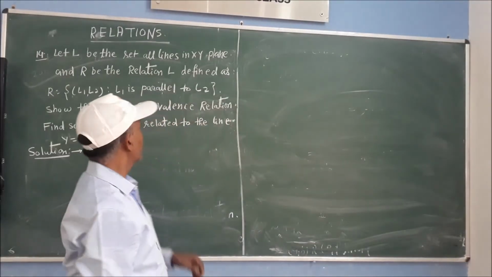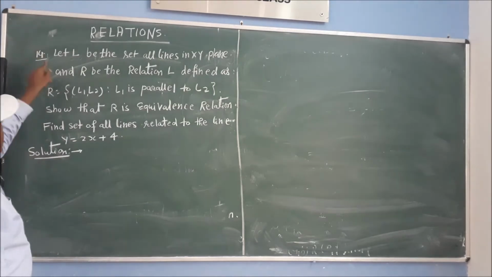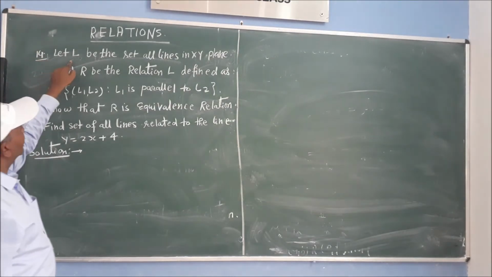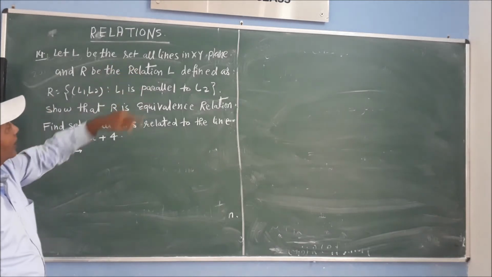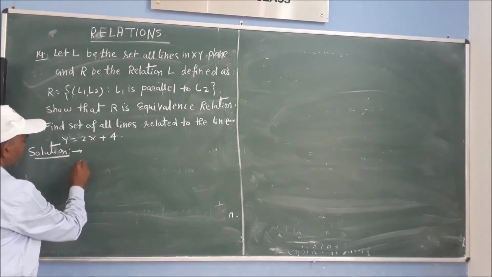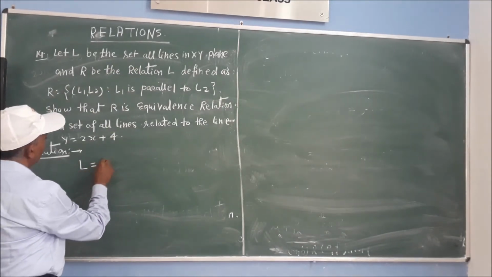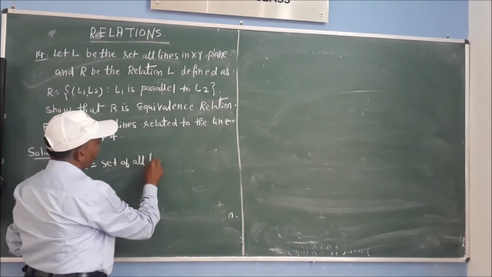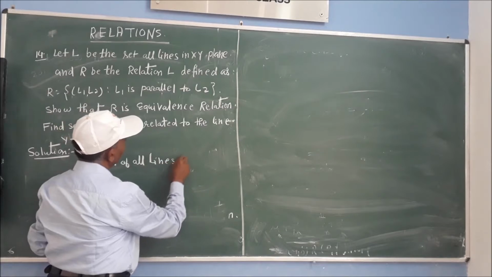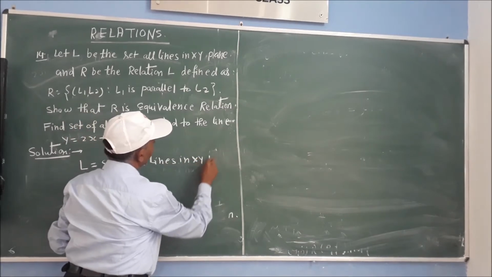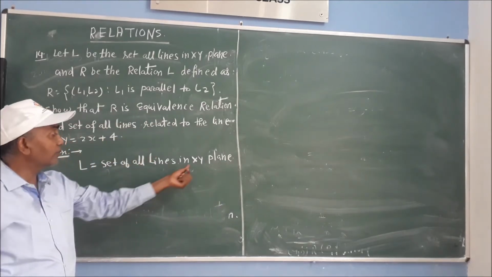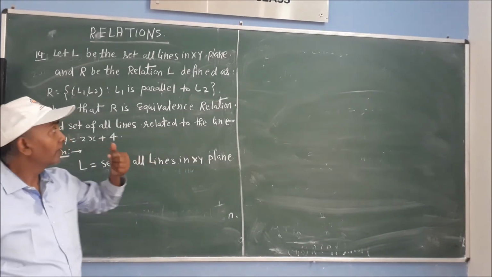Here is another question. This question is from exercise 1.1, question number 14. Let L be the set of all lines in xy plane. Set is given, L is equal to set of all lines in xy plane. So what is its meaning? The variables will be only x axis and y axis.